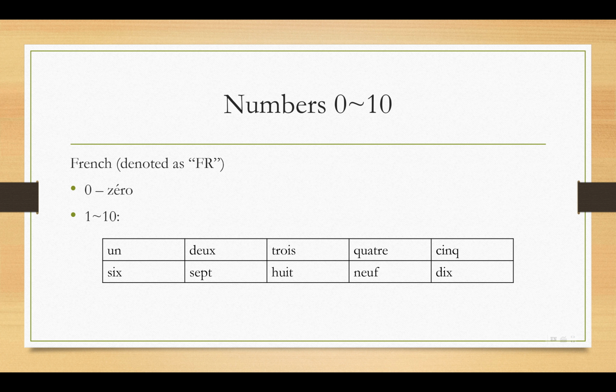Now let's learn how to count from 0 to 10 in French. Please repeat after me. 0, 1, 2, 3, 4, 5, 6, 7, 8, 9, 10.